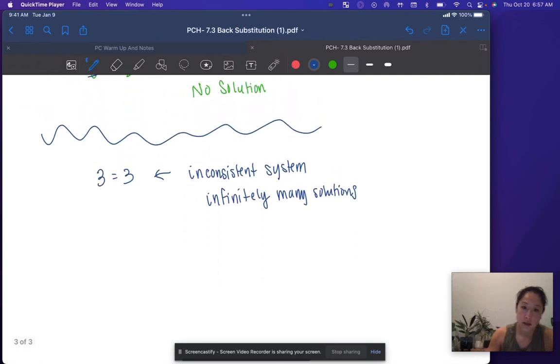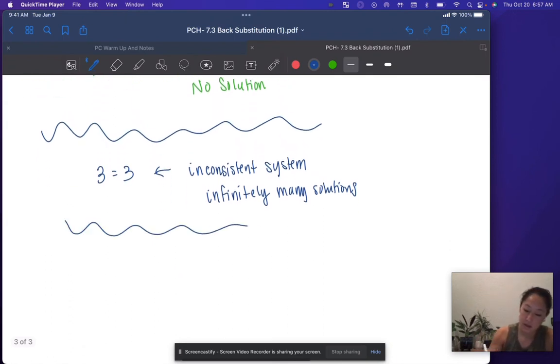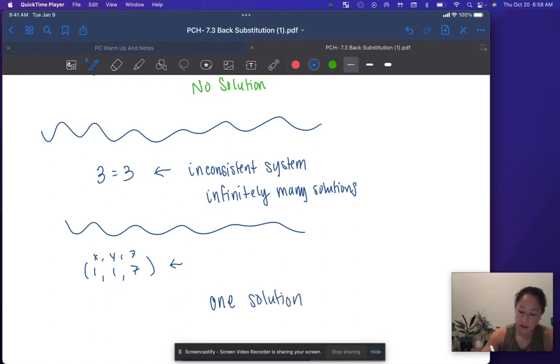Okay. Last type of solution you can get is like if you had an ordered triple, we have 1, 1, 7. This is one solution. That's something special. One solution and a consistent system. So same as a system in 2 variables, the same rules apply for a system in 3 variables.